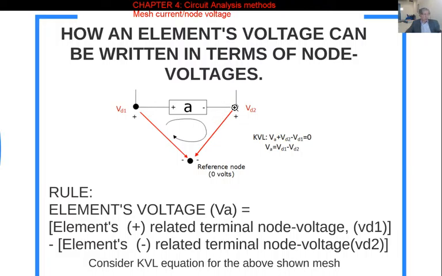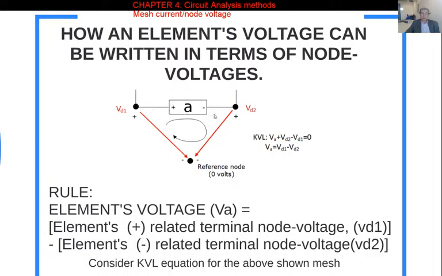Each element has two terminals, and each terminal is related to a node. Therefore, there are only two node voltages that we're going to use. So the rule for how to write the element voltage in terms of node voltages is easy. We're going to follow the Kirchhoff voltage law.